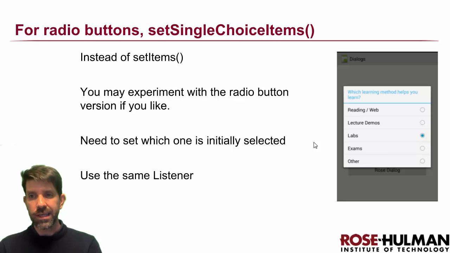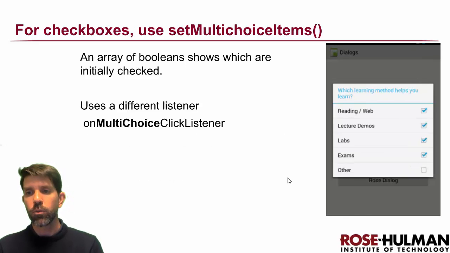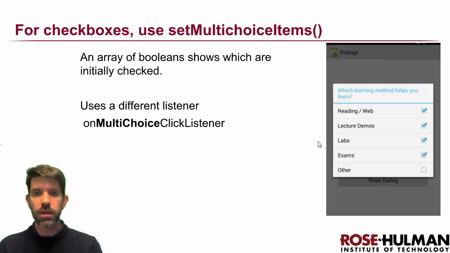So that was just a list. If you wanted radio buttons, you'd use single choice items, and feel free to experiment with that if you want to. I don't really care whether you do or not. No big deal. You're going to use the same sort of dialog interface onClickListener. We don't have a way to use this in our current app, but if you wanted to be able to select multiple items here, then you'd use a multi-choice click listener.